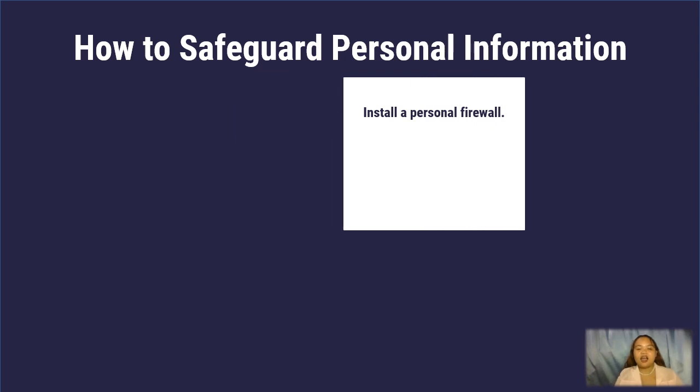Next, install a personal firewall. Installing a personal firewall on your computer adds an extra layer of protection by monitoring and controlling incoming and outgoing network traffic. These security measures help safeguard your system against unauthorized access and potential threats from the internet, enhancing your overall online safety.